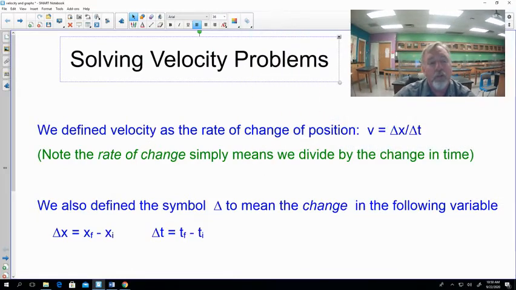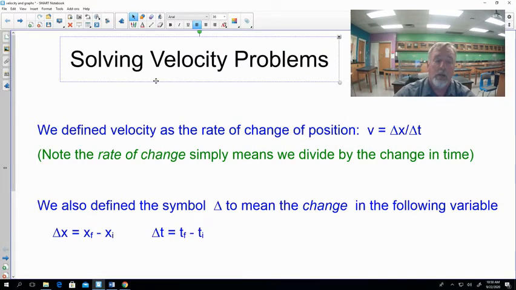I want to incorporate what we did last week, where we were talking about velocity and distance and displacement, and then how to rearrange an equation to solve for a different variable. So I'm going to do a few examples of some velocity questions today. First, let's start off with a review.